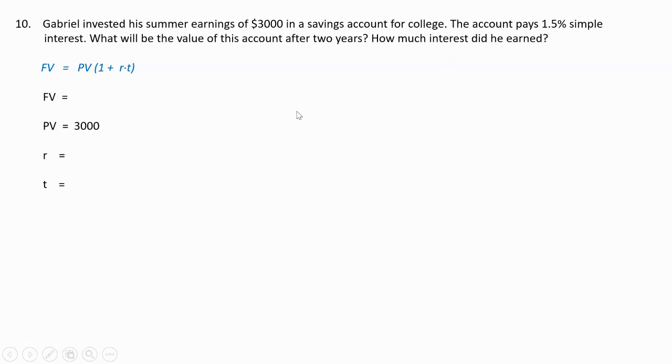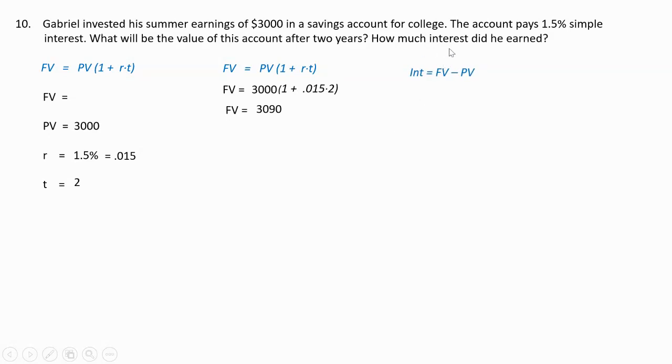My interest rate will be 1.5%, but you have to convert it to a decimal. So you move it to the left two decimal places, and you drop the percent symbol. So R is equal to 0.015. And the time is 2 years. So we plug everything into the formula. There's my present value, there's my interest rate, 0.015, and my time is 2 years. We put it into the calculator, and it's going to give us something like 3,090. So that's how much money was in the account after 2 years.